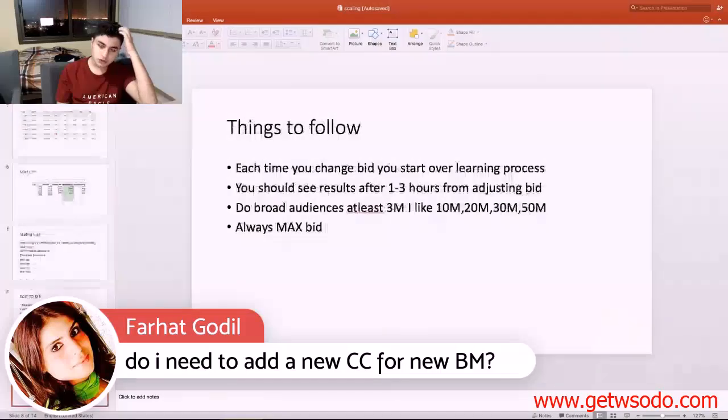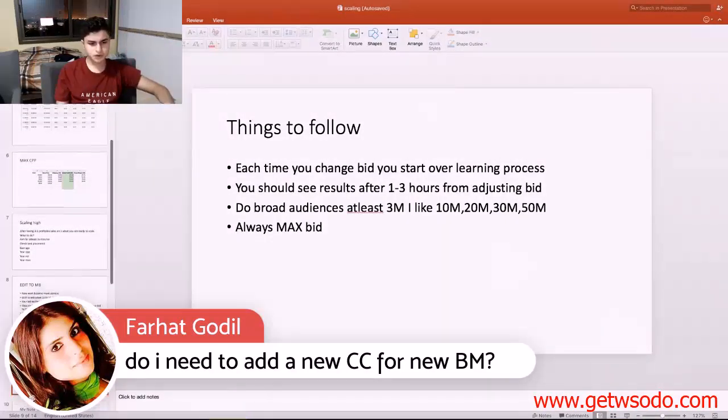So, things you need to know and follow. Each time you change your bid, you start over the learning process. So it starts learning. You should see results after 1 to 3 hours from adjusting your bid. You do broad audiences at least 3 million, but 3 million is not scalable nowadays. You need to have 10 million, 20 million, 30 million, 50 million, always max bid.